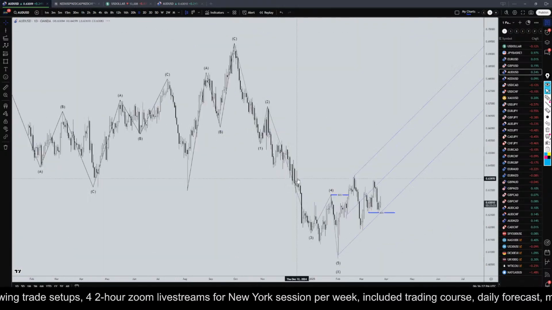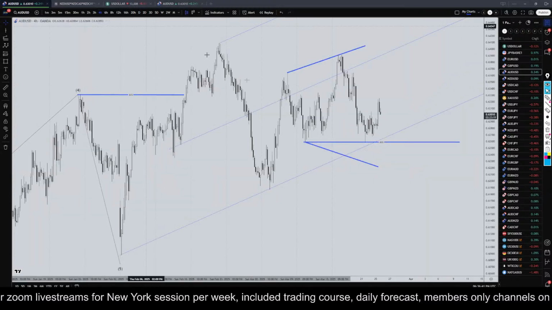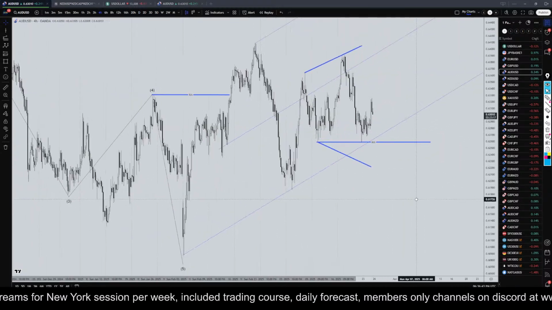I think the Aussie dollar is going down again. I think it might even break this channel a little bit. That's one of the reasons why I'm not much of a channel guy. I don't really trust them.